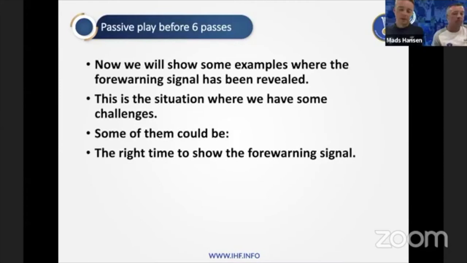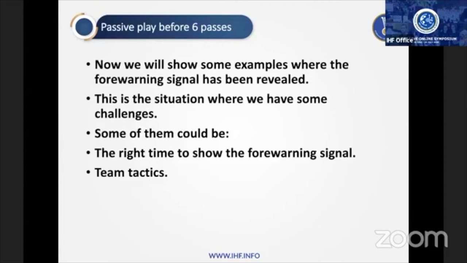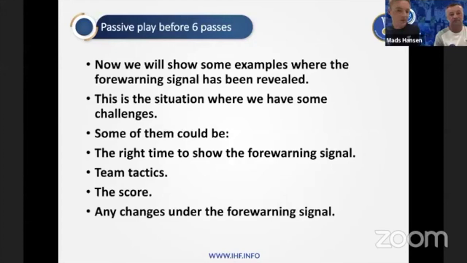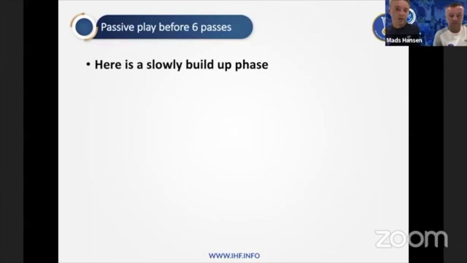We have tried to define some of the problematic areas concerning this, and of course the first one is the right time to show the forewarning signal, and of course team tactics. We have been very much into this area, but in our opinion the team tactics have changed. They are getting more and more clever in the way of handling the ball, and the way they make the game look very fast without the ball actually moving. Of course the score and any changes under the forewarning signal as well. In this clip we will see a very slow build-up phase.